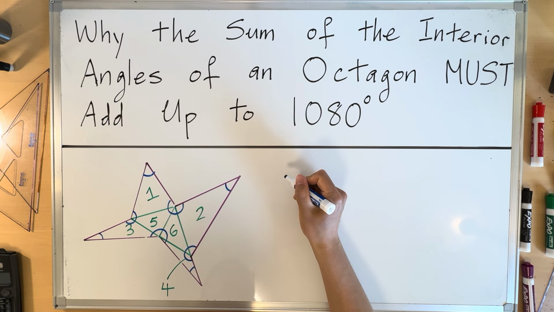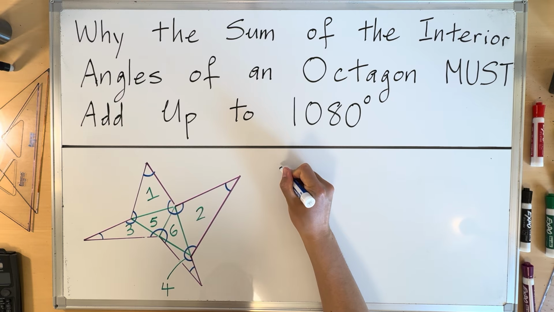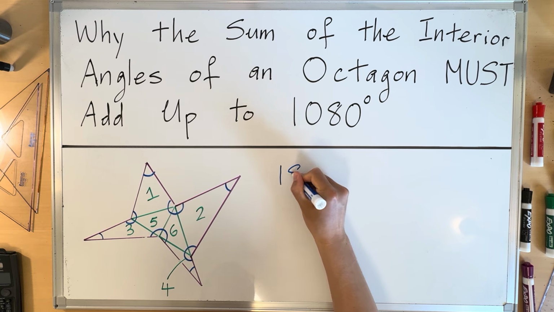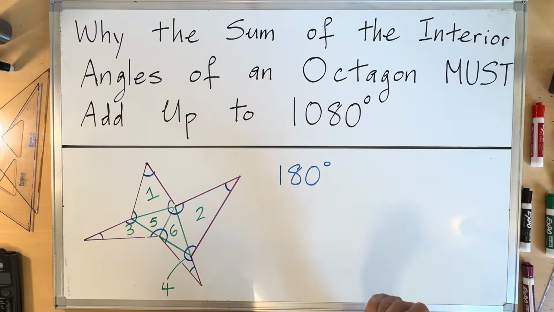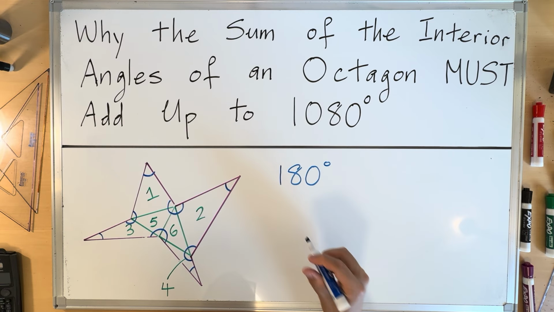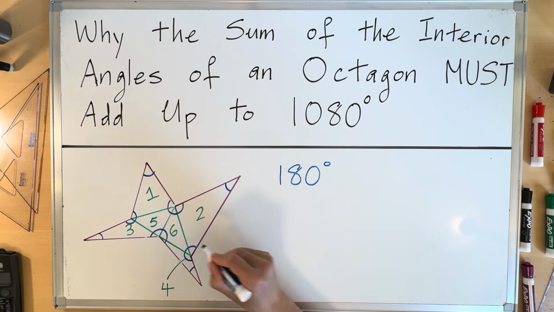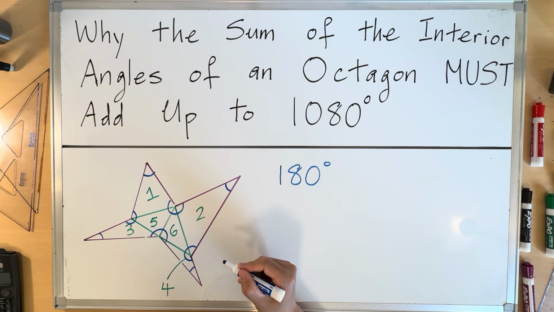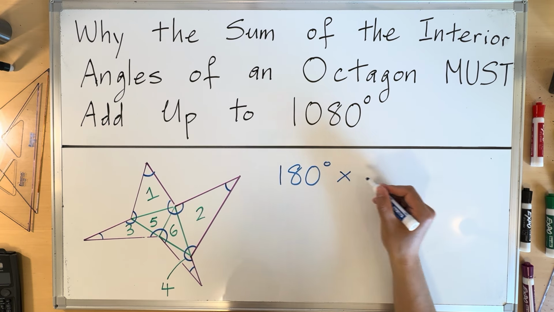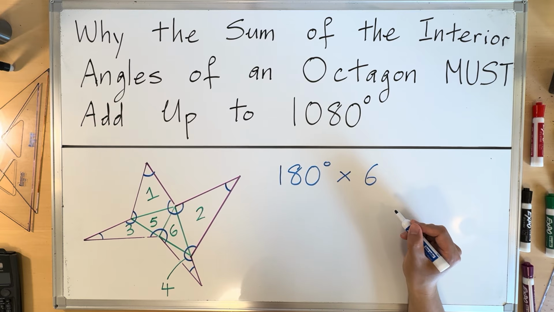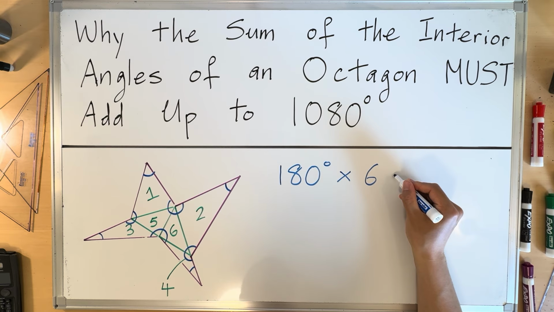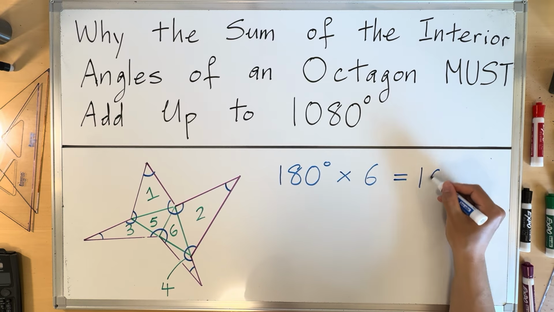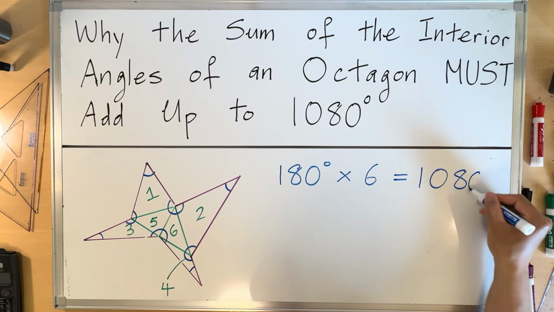And so, from previous lessons, we know that the sum of the interior angles of any triangle must add up to 180 degrees. And given the fact that we have 6 triangles, all we have to do is multiply this by 6. And 180 degrees times 6, well, that gives us 1080 degrees.